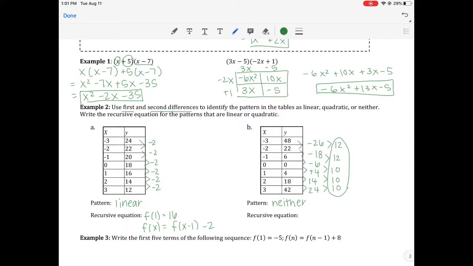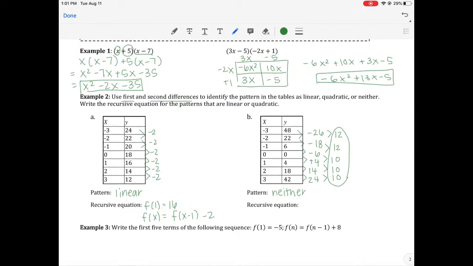Moving on. So let's take a look at the next one. The last one just says write the first 5 terms of the sequence. So can we read equations rather than write them? So this first term, f of 1, means the first term is just negative 5. And then what is this saying over here? It's saying to get to the next term, we take the one that comes before it, and we're adding 8 each time. So if I add 8 to negative 5, I get to 3.